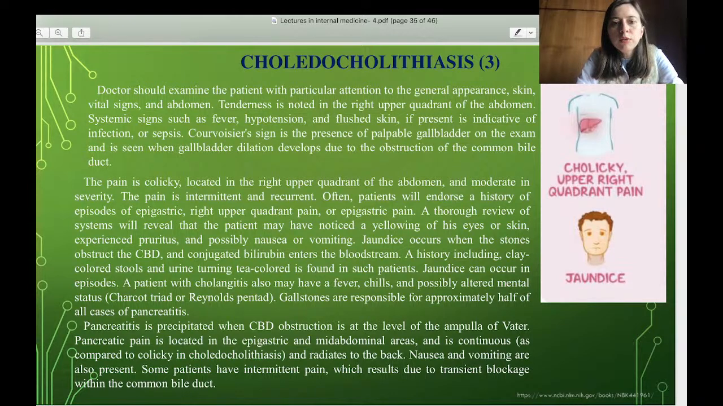Gallstones are responsible for approximately half of all cases of pancreatitis. Pancreatitis is precipitated when common bile duct obstruction is at the level of the ampulla of Vater. Pancreatic pain is located in the epigastric and mid-abdominal area and is continuous and radiates to the back. Nausea and vomiting are also present. Some patients have intermittent pain which results due to transient blockage within the common bile duct.